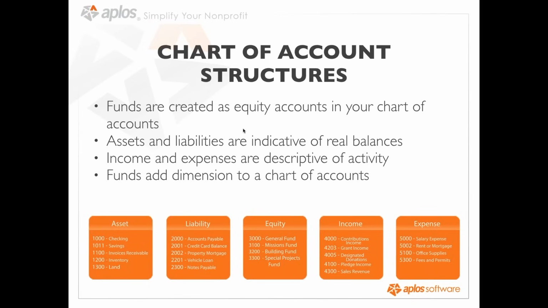So a couple of examples for income: contributions income, grant income, designated donations. Maybe I want to see that split out from non-designated donations, pledge income, and sales revenue. Expenses are typically the most numerous of your chart of accounts, but a couple of examples here: salary expense, rent or mortgage, office supplies, and fees and permits. And then in the example here, I've also got a couple of funds. So I've got a general fund, a missions fund, building, and special projects fund.